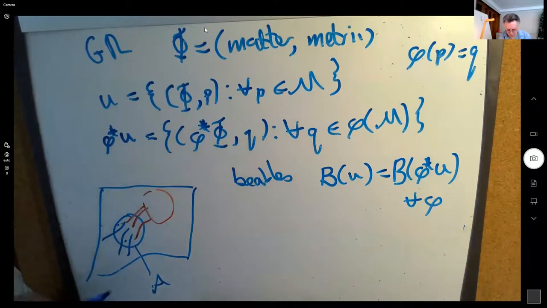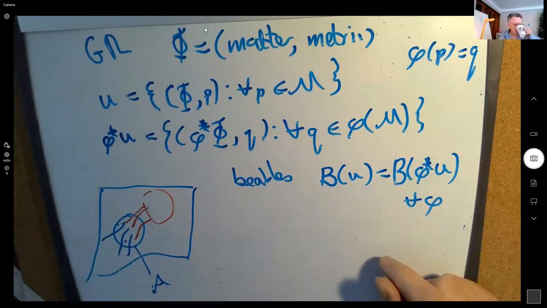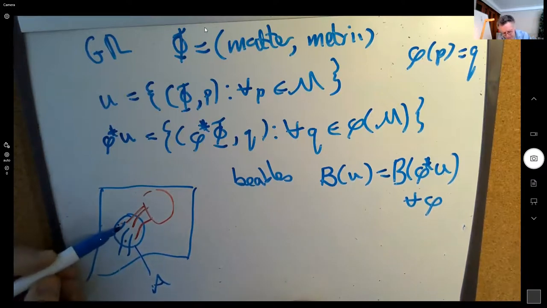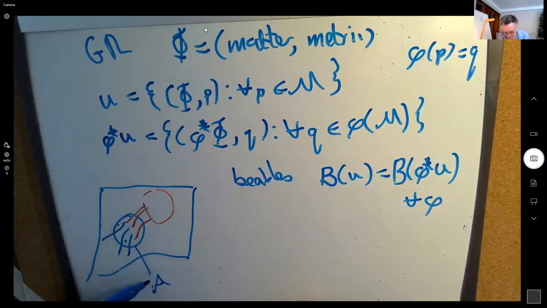Okay. And so we can see now that there are no beables in any region, any subregion of the manifold. So we take a region A, any function I might try to define in terms of the fields will simply be changed, because all those field values will get sent out to a different region and be replaced with field values from another region. But it's impossible to define beables that are local on the manifold.